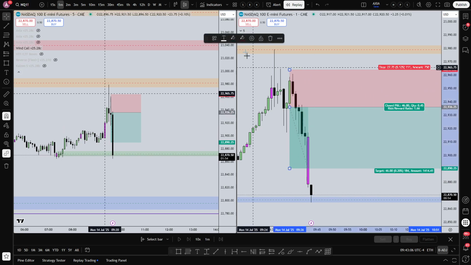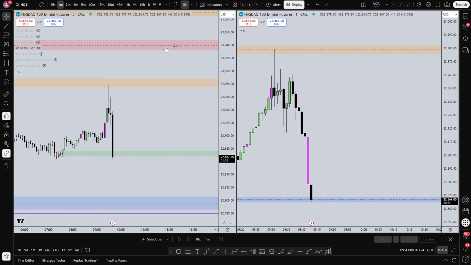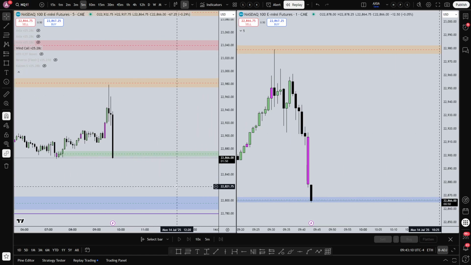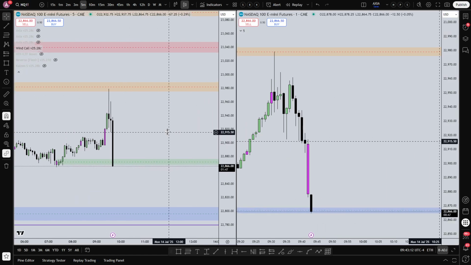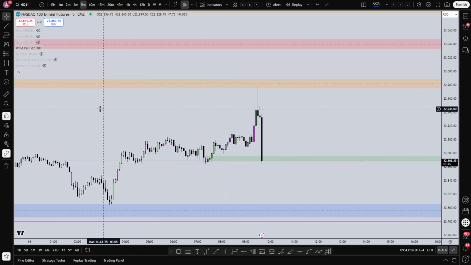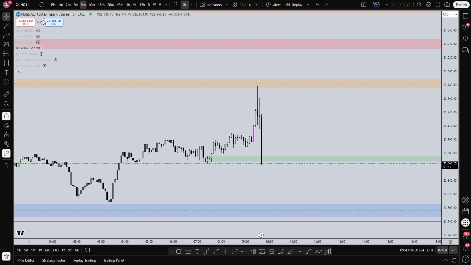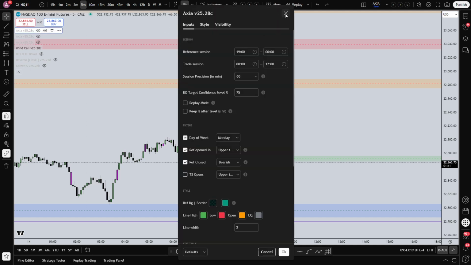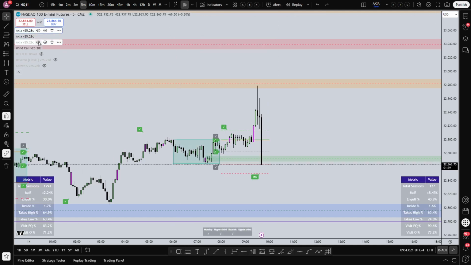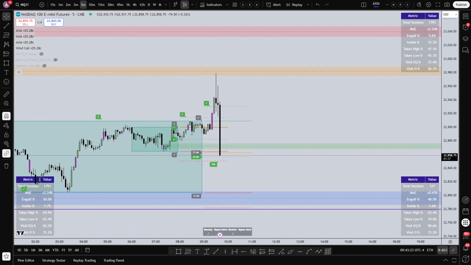I don't trade this thing just looking at levels. I have my good friend, aka Axia, or whatever you want to call it, it is up to you. I have different ranges and different things around it. Let me also check Discord in case you have any questions.